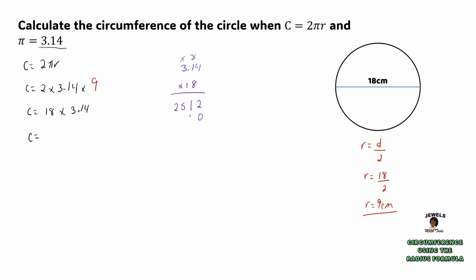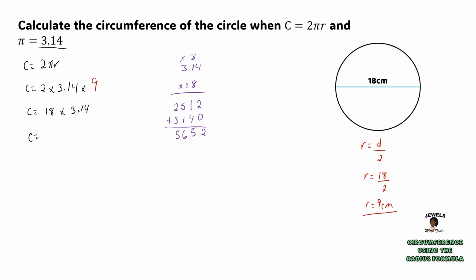So 1 times 4 is 4. 1 times 1 is 1. 3 times 1 is equal to 3. We're now going to sum our numbers together. So 2 plus 0 is 2. 1 plus 4 is 5. 5 plus 1 is equal to 6. And 2 plus 3 is equal to 5.